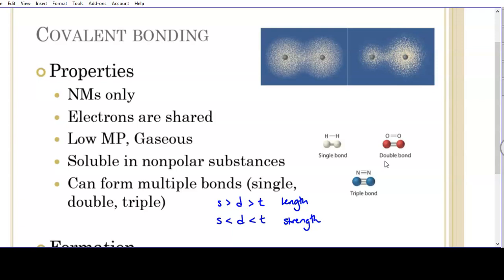They only form single. So single bonds are going to be longer than double bonds, and double bonds are going to be longer than triple bonds. That should make sense because there's less electrons in a single bond pulling the atoms together. Now for strength, it's the other way around. Single bonds are the weakest, then double bonds, and then triple. This is because a triple bond has 6 electrons, and a single bond only has 2.